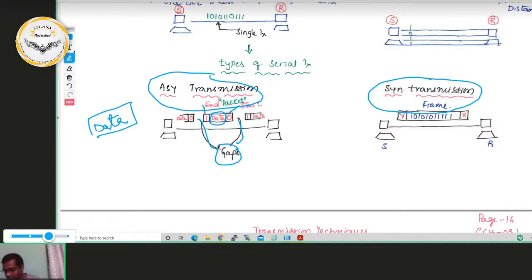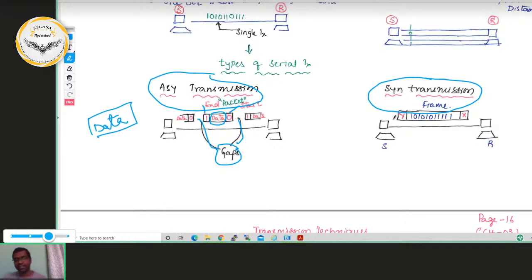So what do you mean by synchronous transmission? How will the data be transmitted in synchronous transmission? When do we use synchronous transmission? Synchronous transmission is used when the devices are at the same speed. So here in synchronous transmission, because the devices are at the same speed, there is no requirement to convert the data into packets.